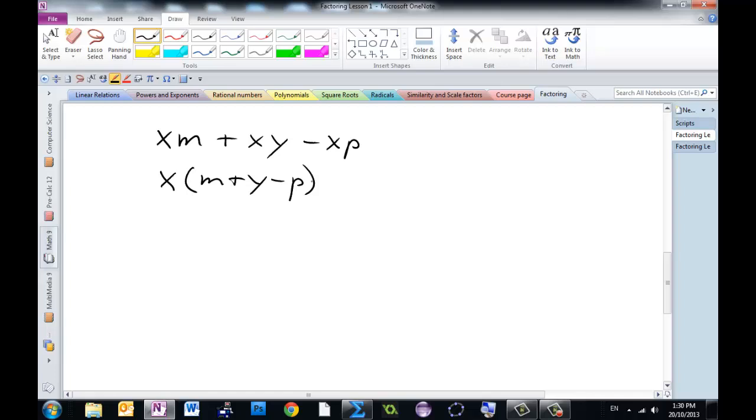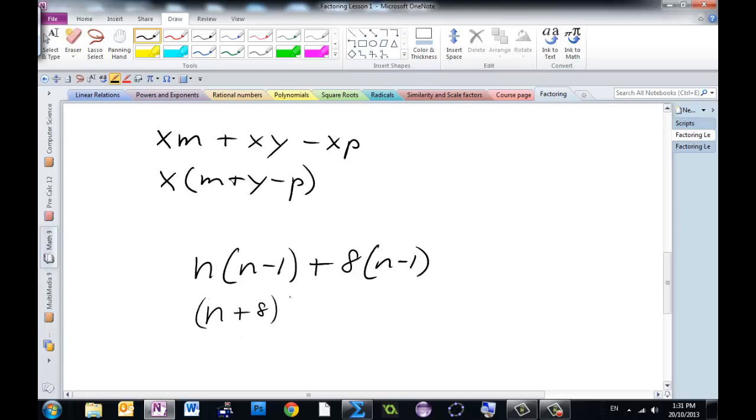The common factor can be a binomial. If we look at this one, n times n minus 1 plus 8 times n minus 1, you can see the common factor in this case is n minus 1. And so we can factor to get n plus 8 times n minus 1.